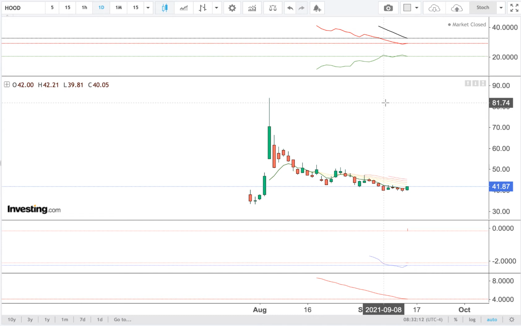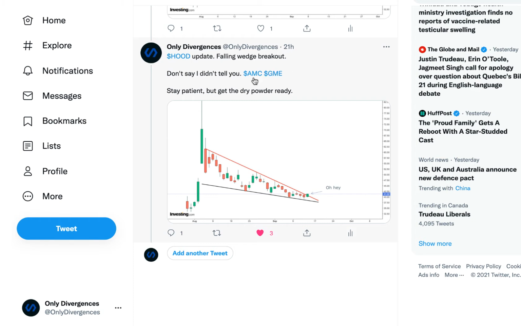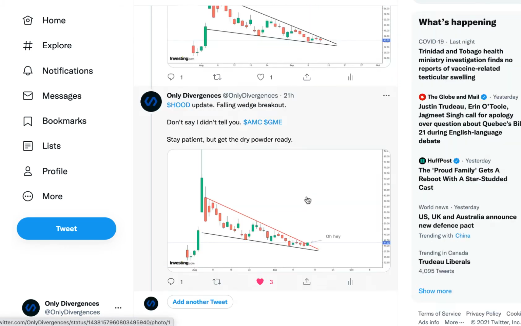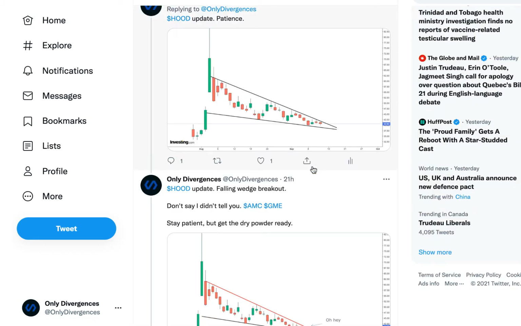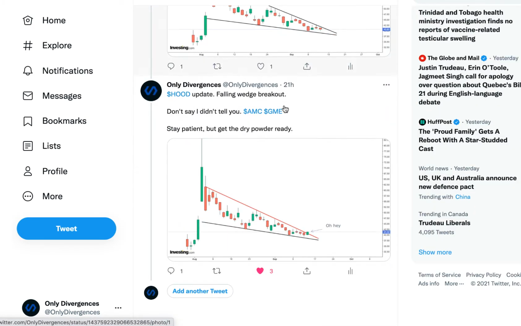Take a look at my Twitter page here at Only Divergences. I've had this falling wedge pointed out for some time, actually. And today we got a little bit of a breakout. This started all the way back last week when I pointed out this falling wedge, which is a typical textbook technical analysis pattern. I did a little update, talked about patience, and then we had a slow breakout. But I think there's still some patience that needs to be exercised here, and let's talk about that.